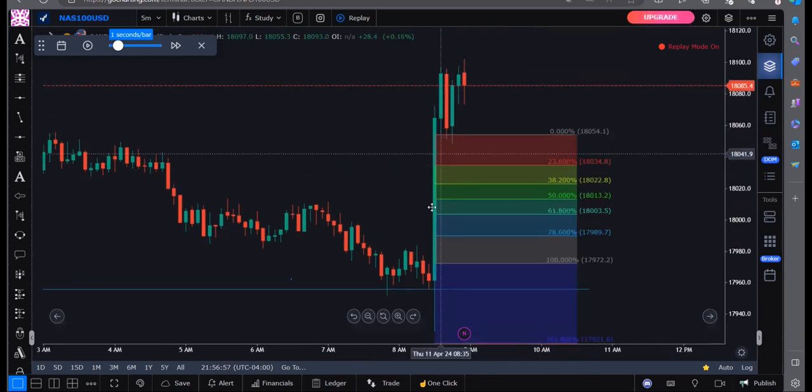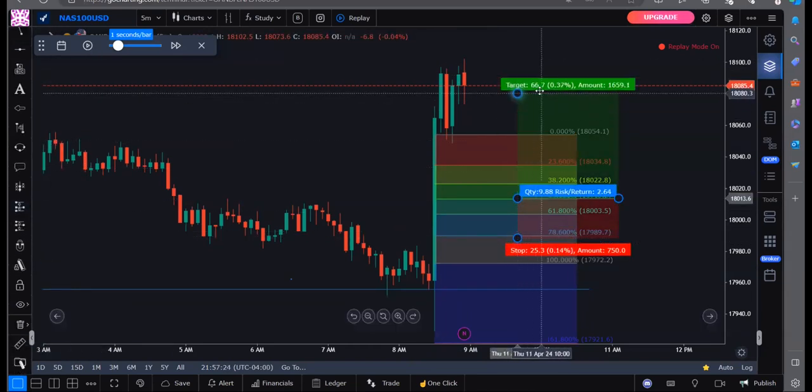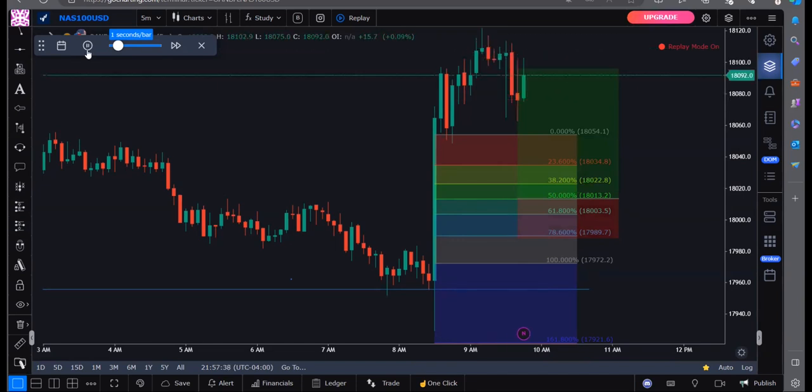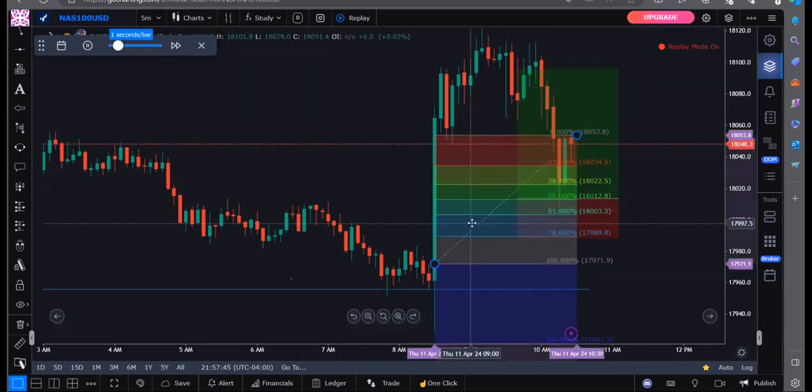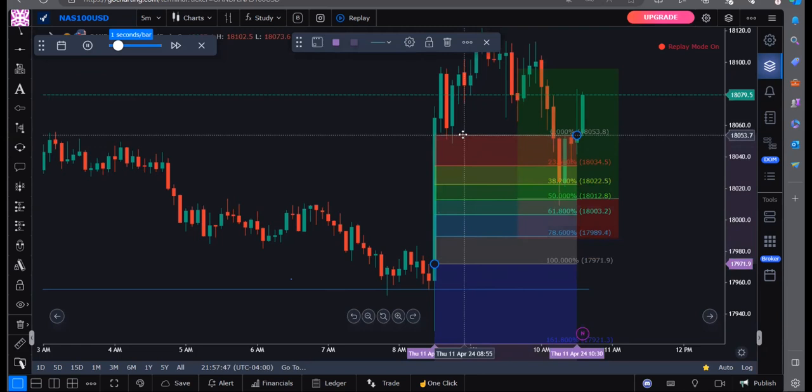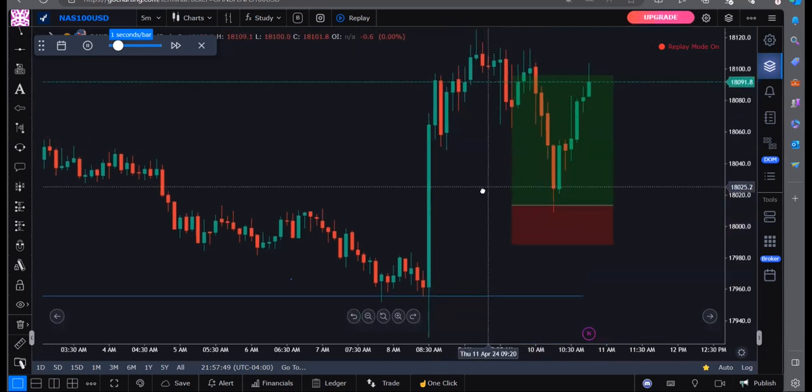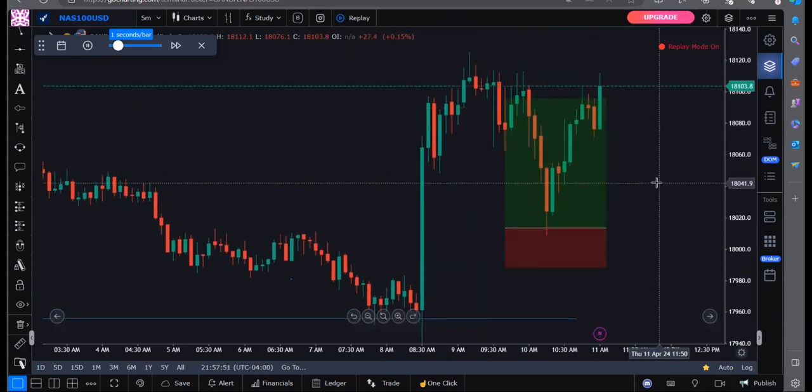You can measure the 50% of this imbalance. As I told you before, imbalances are usually filled, or price can come back to the 50%. Let's see if we get an entry. Okay, we got filled, guys. Let me remove these fibs. And our take profit just got hit.